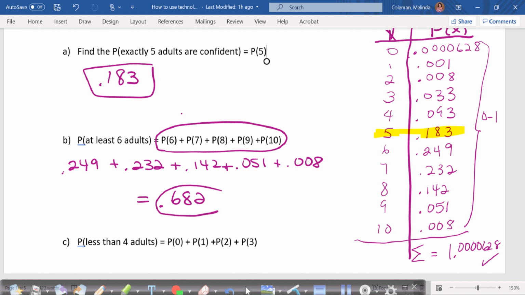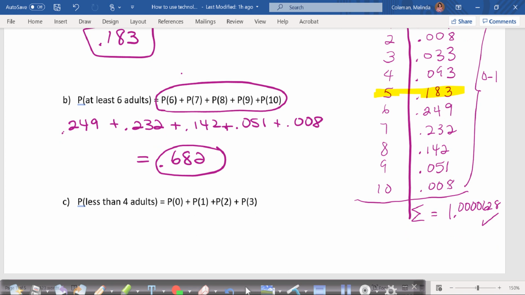0.682. So again, what that means is out of the 10 adults I randomly select, what is the probability that at least 6 of those adults have confidence in the newspaper. And 68.2% of the time, we would find at least 6 adults. The probability is not quite a percentage, but it's similar.